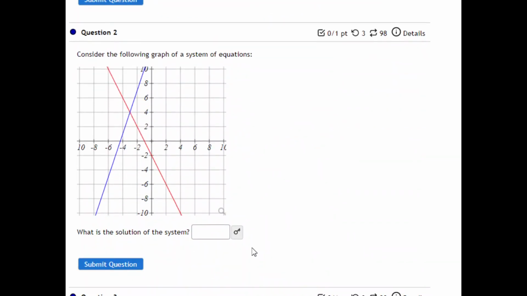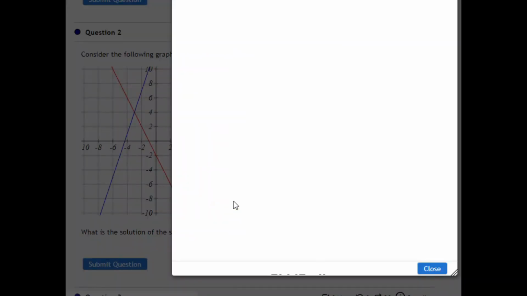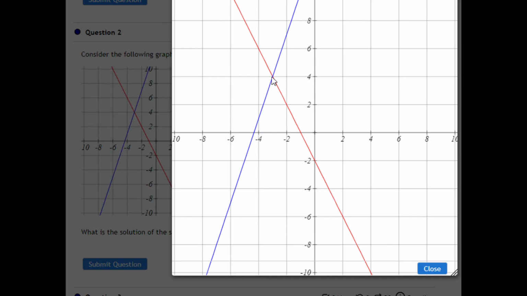Now, question 2 is looking at where these two lines meet, line 1 and line 2. I'm going to make this graph a little bit larger so you can zoom in and you can see right there is where those two graphs intersect. Wherever two graphs intersect, that's the solution. Now this scale is -2 and it jumps to 4, so that means the halfway point in between those would be 3, and that would be a -3, and then you would come up to make that point 4.